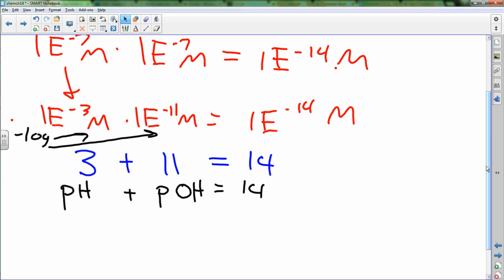So if I give you a solution and say the pOH of this solution is 4, what would the pH be? 10. It has to be. And that works with the concentrations, because if the pOH is 4, that means there's 1 times 10 to the negative 4th of those hydroxide ions. That means there has to be 1 times 10 to the negative 10th of the hydronium ions. So those are two things that you can use on your homework for solving those different equations, figuring out how many of each of the other type there are.